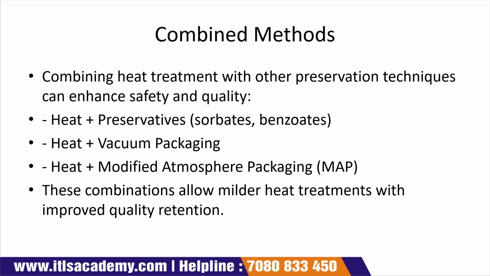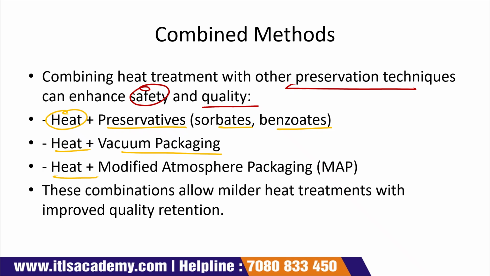Combined methods, like combining heat treatment with other preservative techniques, enhance the safety and quality of the food product. Suppose we apply heat treatment along with preservatives like sorbate and benzoate, or heat treatment with vacuum packaging, or heat treatment with modified atmosphere packaging. These combinations allow a milder heat treatment along with improved quality retention.